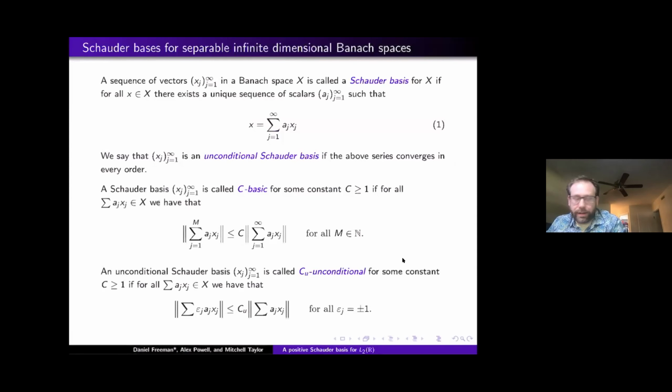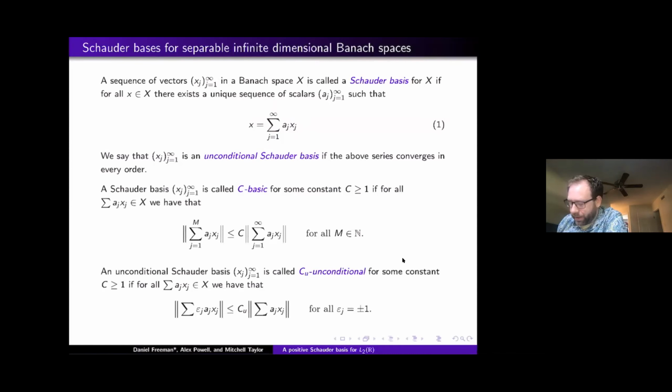So I'm going to be speaking on joint work with Alex Powell and Mitchell Taylor. I'll start with the basic definition of Schauder basis. We say that a sequence of vectors in a Banach space is a Schauder basis if every vector has a unique representation in terms of a series. And we say that the Schauder basis is unconditional if this series converges in any order.